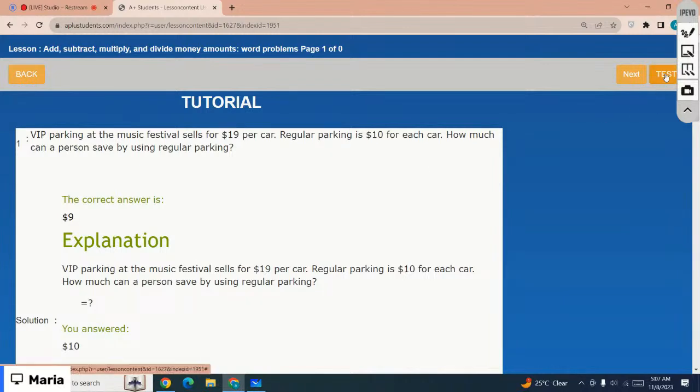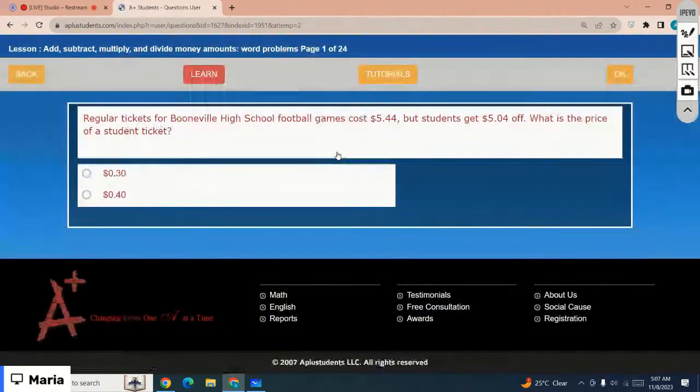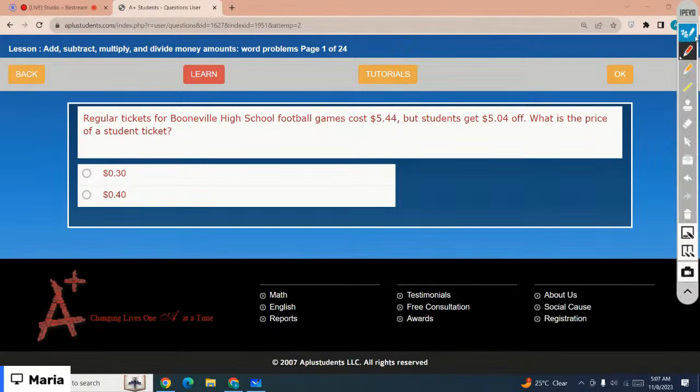Okay, let's just start with the test questions. Regular tickets of Boonville High School football games is $5.44, but students get $5.04 off. What is the price of a student ticket? So the regular ticket is $5.44, right? So students get off, that is 5.04. So you need to calculate the price of the student ticket.